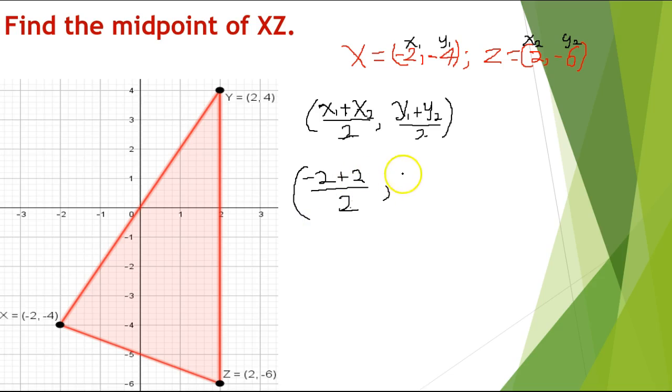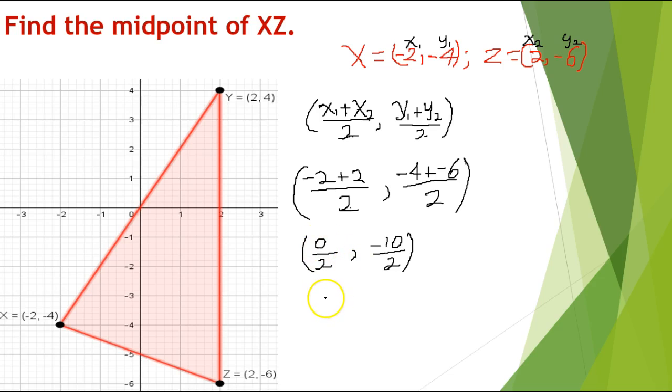Remember, this is an ordered pair. Then our y1 is -4 plus our y2 is -6 over 2 in this ordered pair. So here we add -2 plus 2 happens to be 0 over 2. And then -4 plus -6 is -10 over 2.